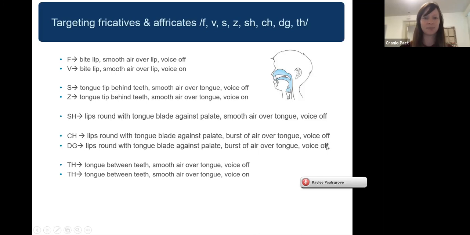Oh, that's an error there. The TH, which I know is not present in all of the languages that are represented, but the TH, you have your tongue between your teeth, smooth air over your tongue. Your voice is off for one of the THs, like breath, and it's on for the other TH, like the.